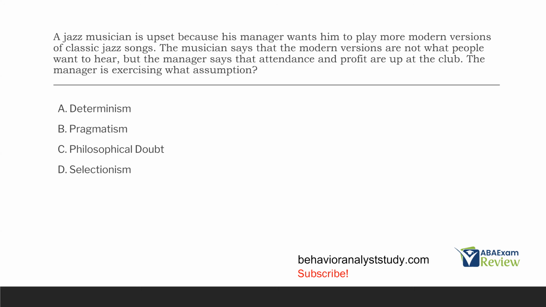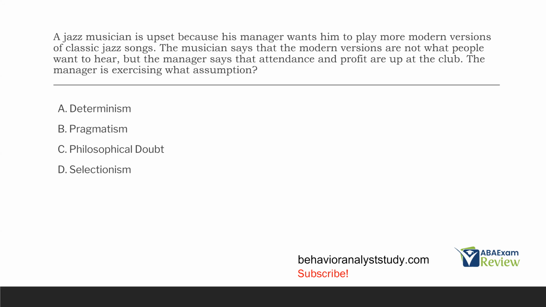A, determinism. Well, determinism says universe is lawful and orderly, behavior happens for a reason. We're not really looking at behavior here. We're not looking at behavior change or why behavior is happening. We're not debating the merits of that. This isn't really a deterministic thing.